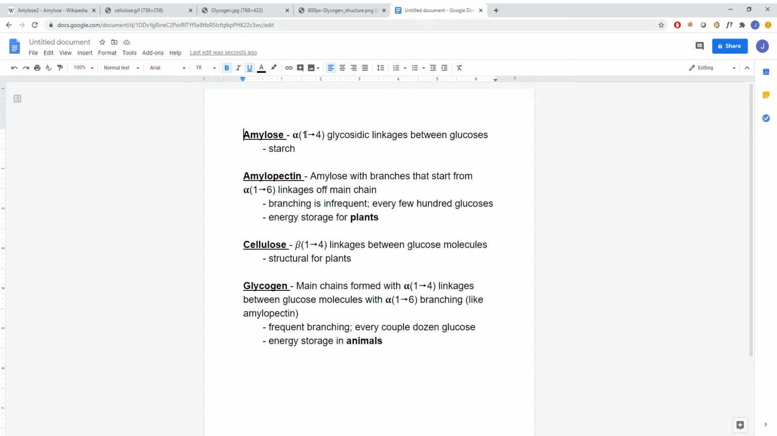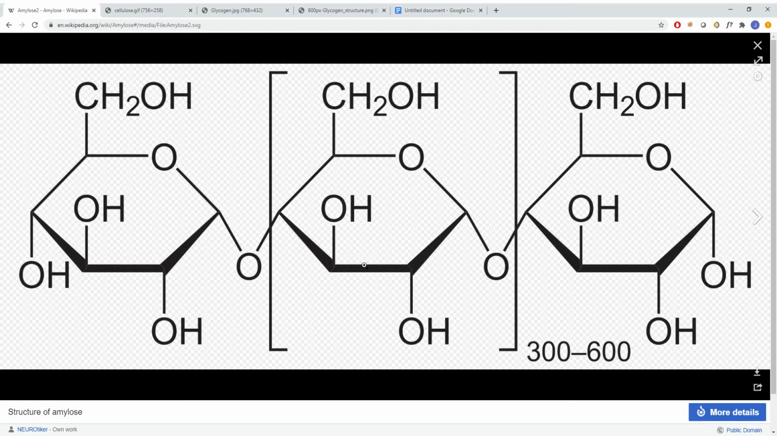So amylose is going to be a series of alpha 1,4 glycosidic linkages. And I'm going to show pictures as I go through as well. This is what starch is, and plants use this as energy storage. More often they use amylopectin, which I'll talk about in a little bit, but this is also something they'll do. It's just several hundred, 300 to 600 glucoses.